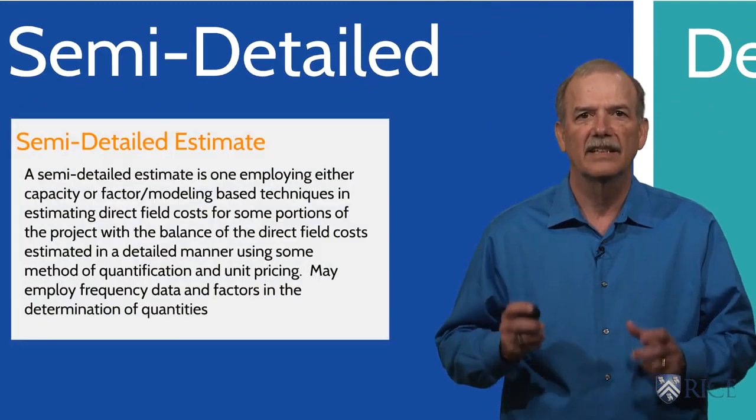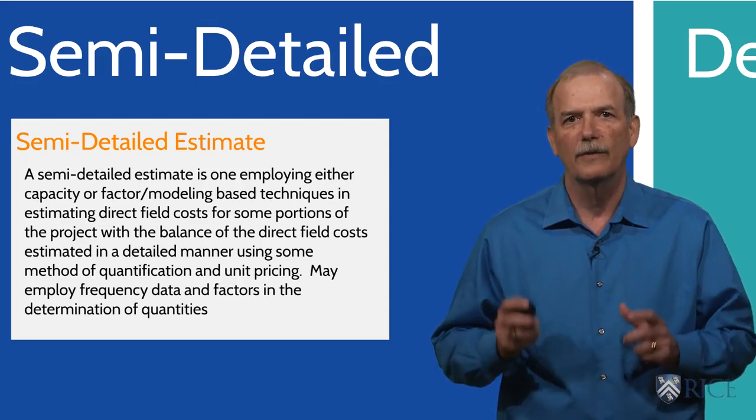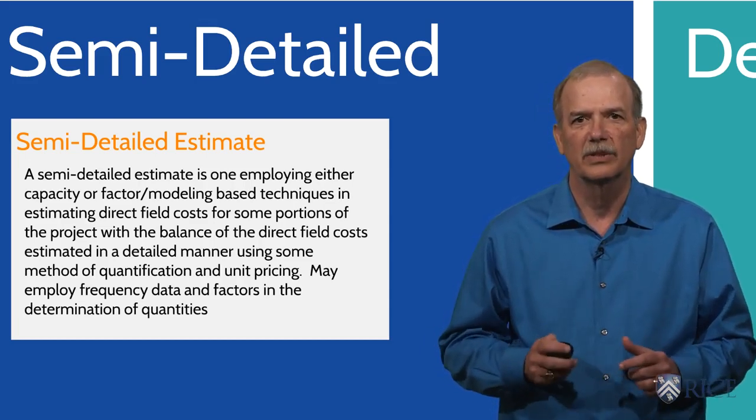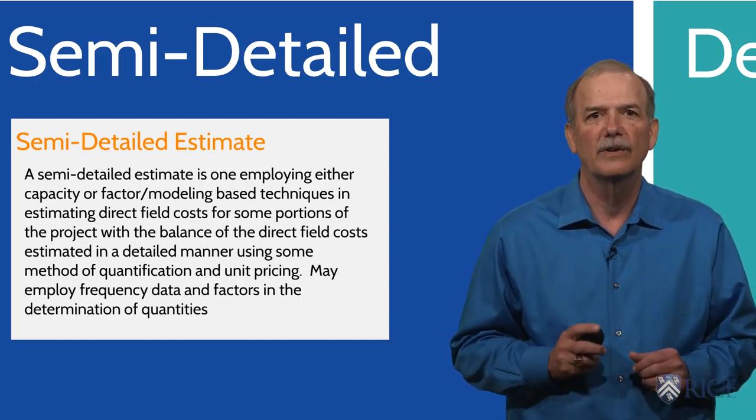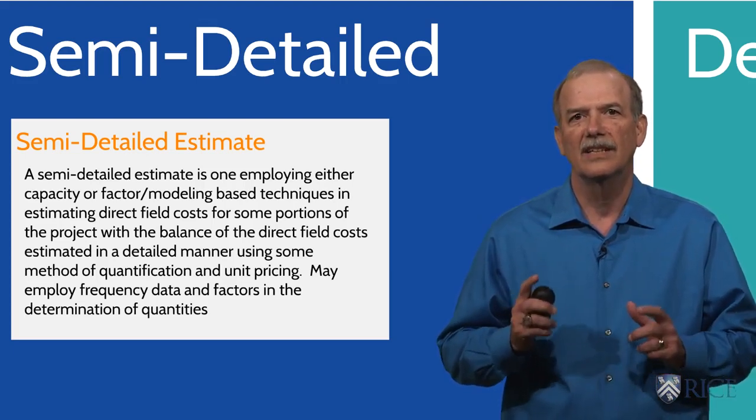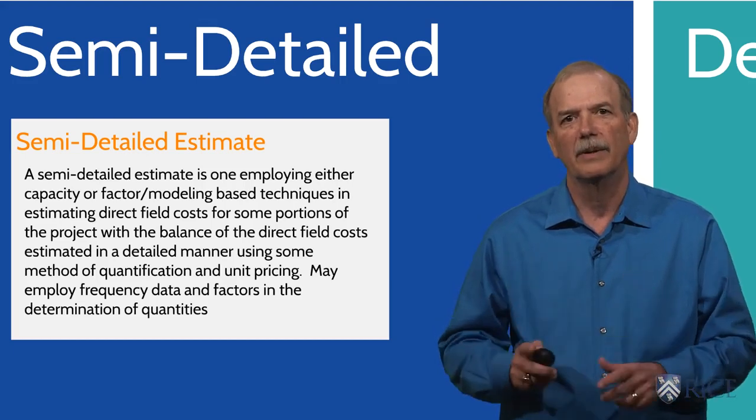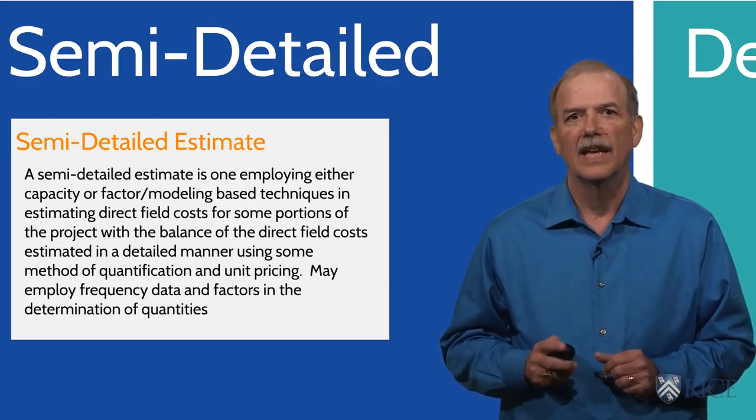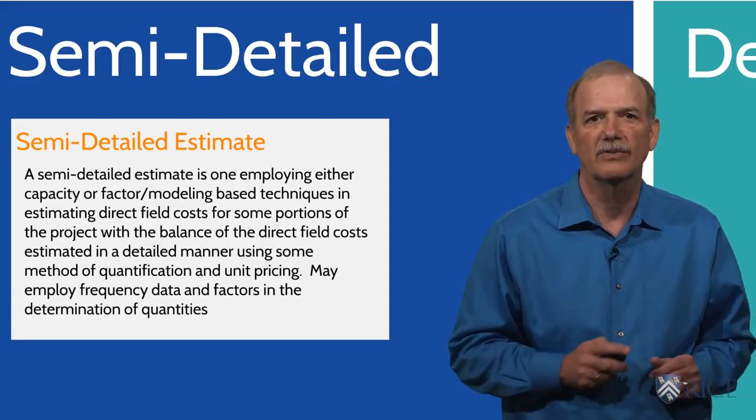A semi-detailed estimate, as its name implies, is a hybrid approach. It is often used in Class 4 and Class 3 estimates, where the level of engineering is progressing, but not quite far enough along to fully define the project. In this case, we use detailed estimating or bottoms-up techniques on those sections of the project that have been well defined, and we use factoring and equipment modeling on those sections of the project that are not well defined.